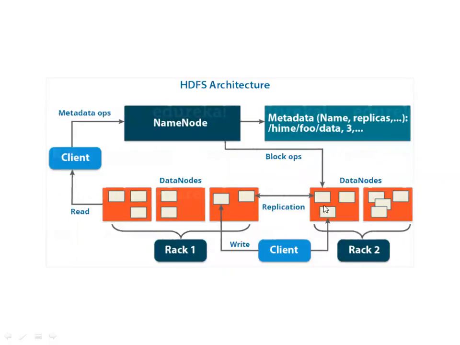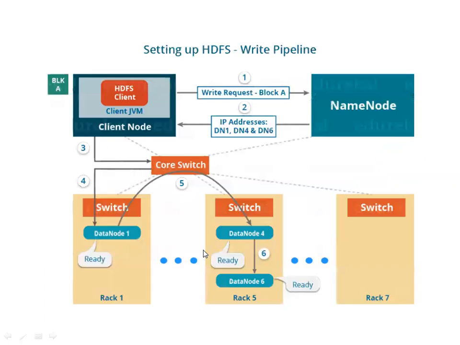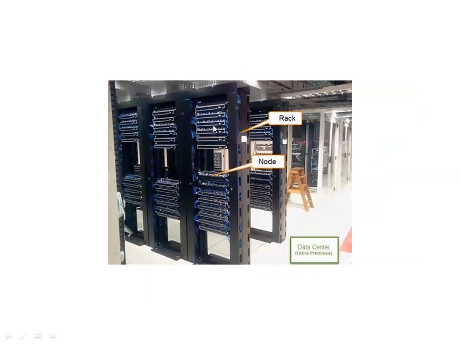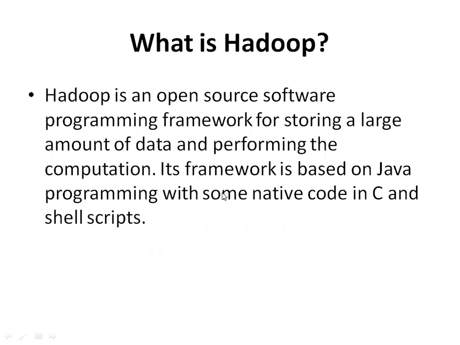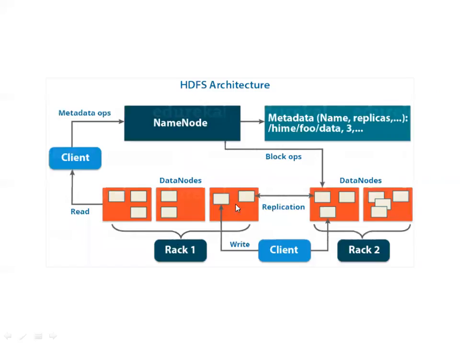These are all commodity servers. Data nodes are also called slave nodes. In that diagram you have seen the racks and these boxes. Once again I will show. This is a rack. These are nodes. This is the architecture diagram. You should learn this diagram thoroughly.